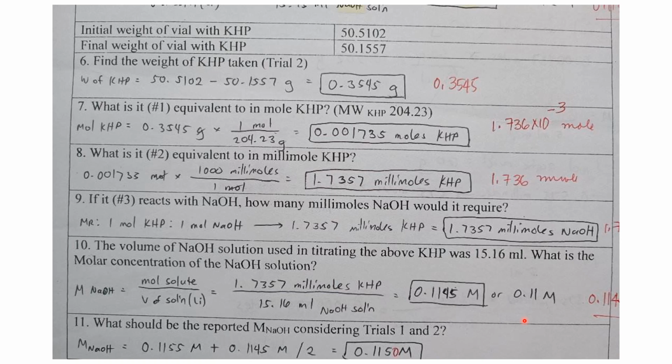This is trial 2. Kanina, meron tayong value for trial 1. Ano bang ginagawa kapag meron kang trial 1, trial 2? Diba, ina-average yan. Okay, so dito ang ginawa niya, ina-average divided by 2. This will now be your average molar concentration. Tingnan nyo, 4 significant figures, dapat dito is also 4 significant figures. This is the molar concentration of the sodium hydroxide.